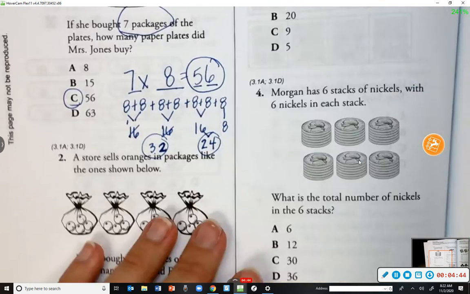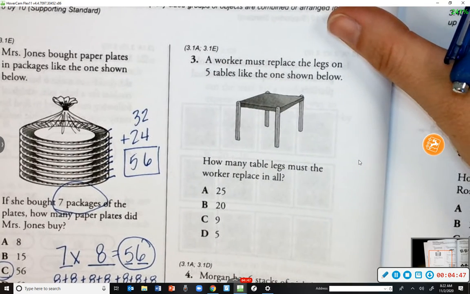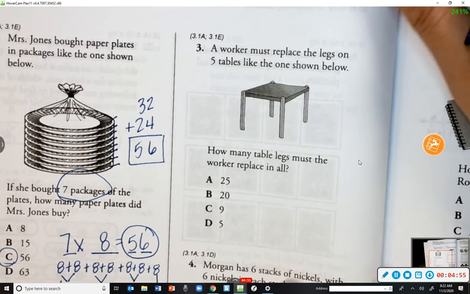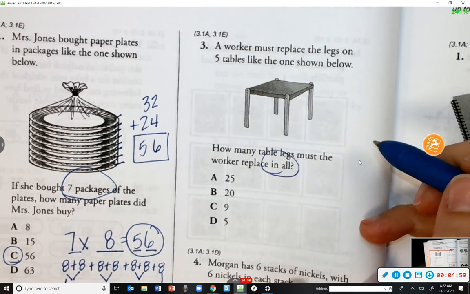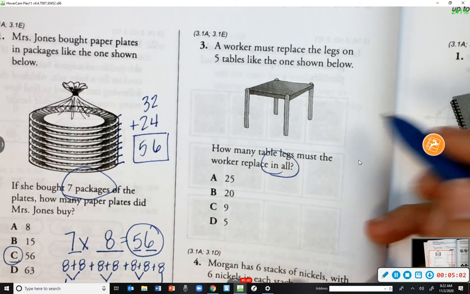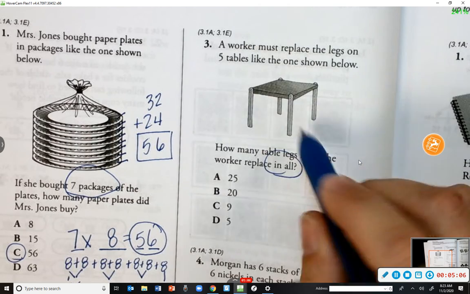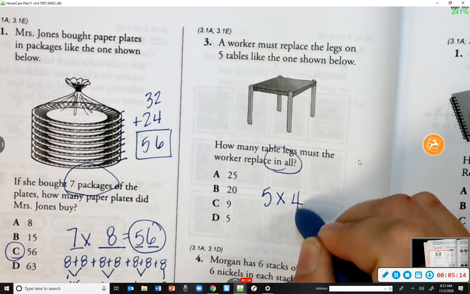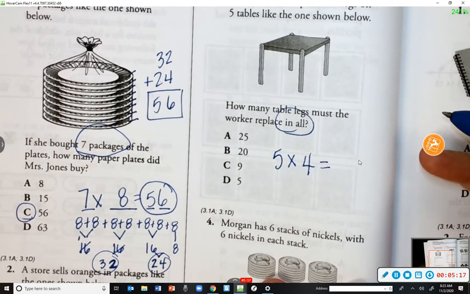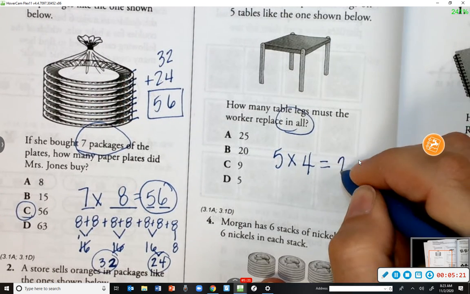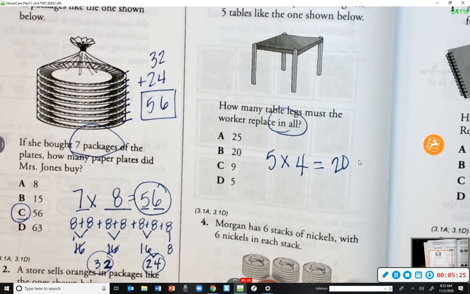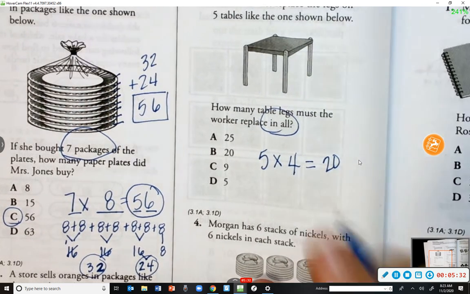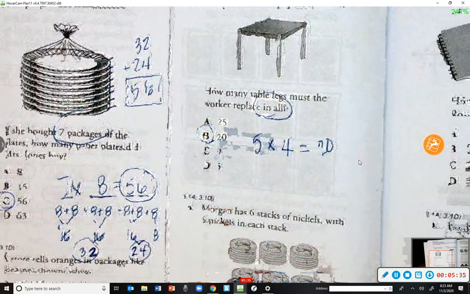Number 3. A worker must replace the legs on 5 tables like the one shown below. How many table legs must the worker replace in all? There's a keyword. In all means to add, but sometimes it means what, Evangeline? Multiply, because that's just a quicker way to add, right? So I have five tables, so five groups of what? Four. Good, because there's four legs. Five times four. What did y'all get? 20. 20, good. So I could add four up five times. I could skip count by five four times. 20 is correct.